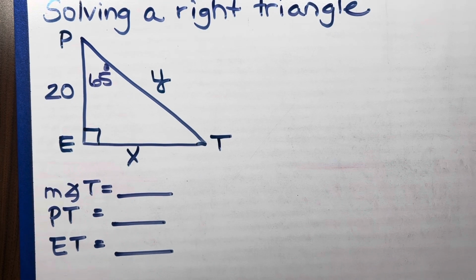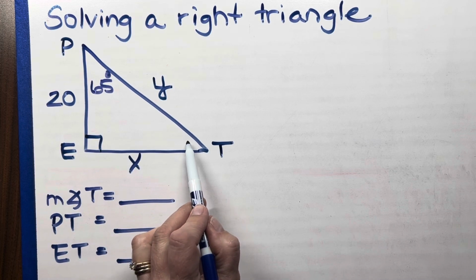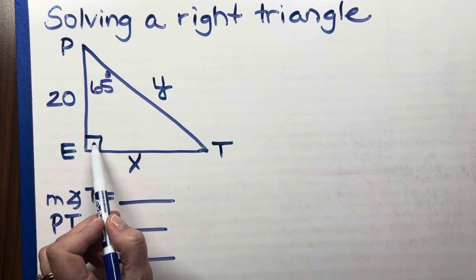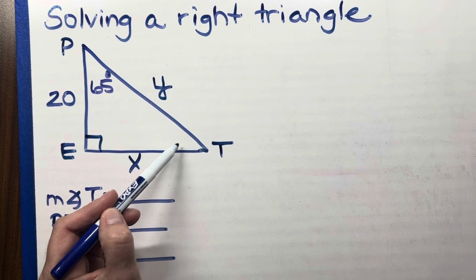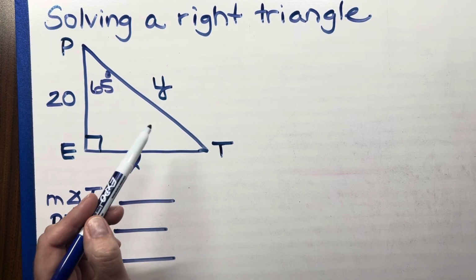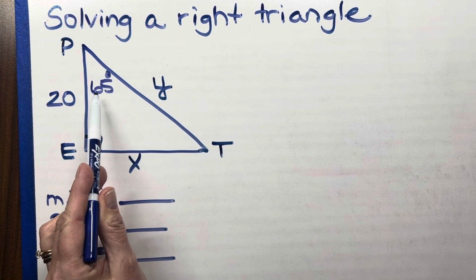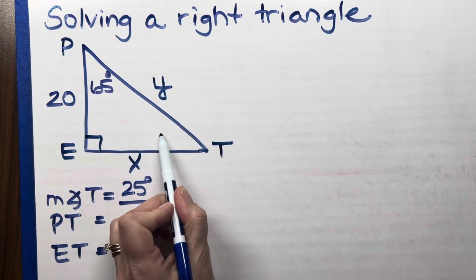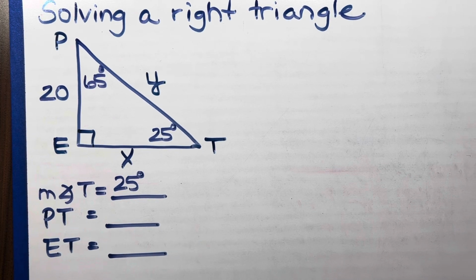So the first thing that is the easiest to find for this particular triangle is the measure of angle T, because in a right triangle, I've already used 90 degrees. So that means that the other two acute angles, which in this case are P and T, have to add up to 90. So all I have to do to get my angle T is 90 subtract 65. So that tells me that angle T has to be 25 degrees. I can go ahead and fill that in. So if you already have one of the acute angles, that other angle is super easy to find.